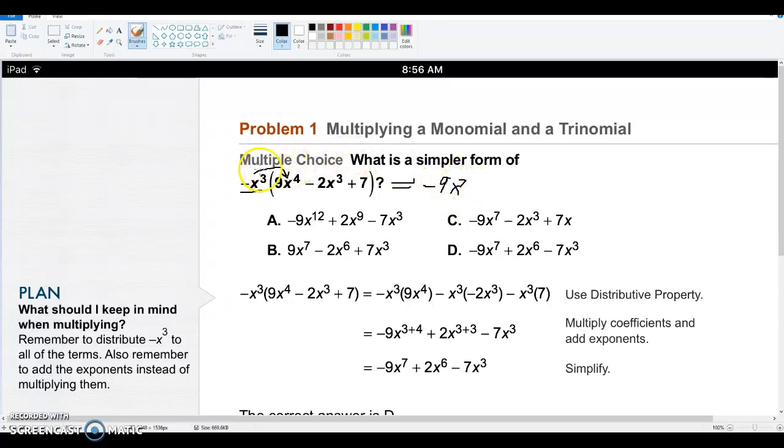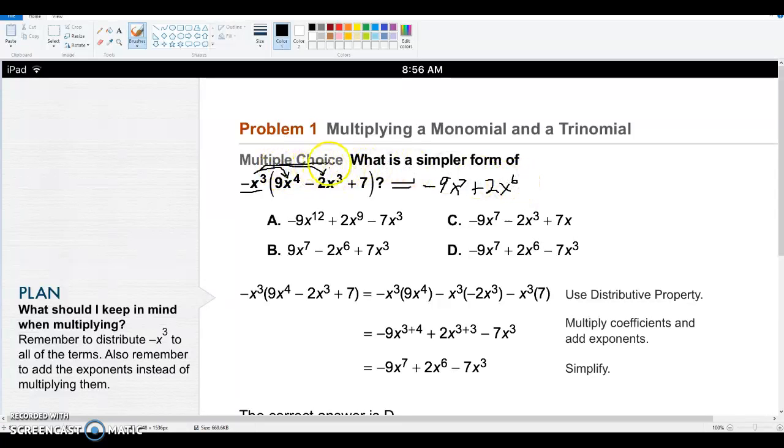And then we do times the next term. This time we have a negative times a negative. That gives us a positive. And no coefficient except for this 2. And x cubed times x cubed, 3 plus 3 is 6. So we have 2x to the 6th.